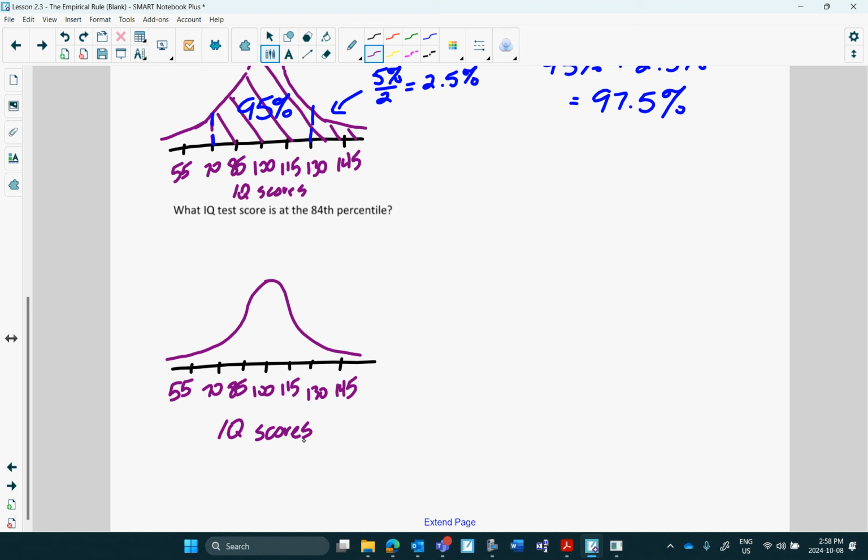Think about it this way. What percentile would that one be? That's good. I mean, that one's kind of obvious. So the 84th is going to be somewhere around here. But the question is where? This is where you've got to use the percentages again. So we know the 50th is here. What would these be?